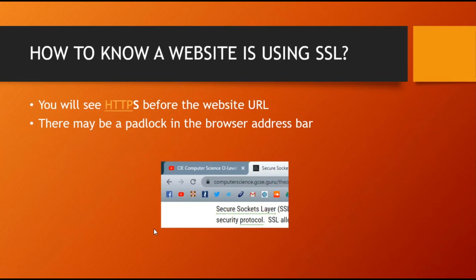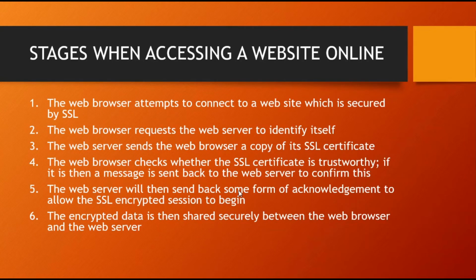Now, how do you know if a website is using SSL? You will see HTTPS before the website URL. So here, normally you can see HTTPS, or you can see a padlock, as you can see from this URL, the Computer Science GCSE.guru website.